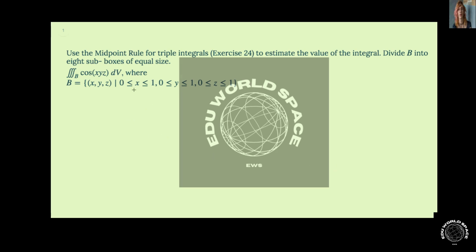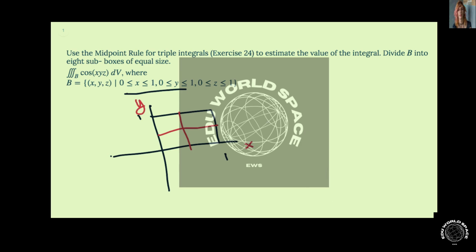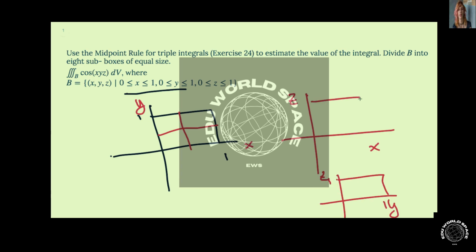All right, so let's just look at this guy in the XY plane. So we've got a 1x1 box. And we need to split this in two, because if this is the XY plane, we've also got the XZ and the YZ plane. And they're all 1x1 grids. Okay.